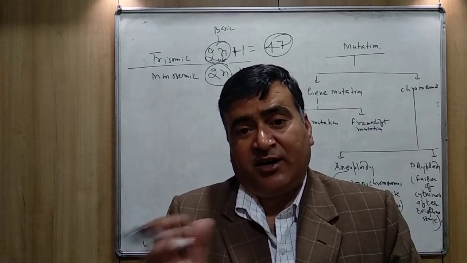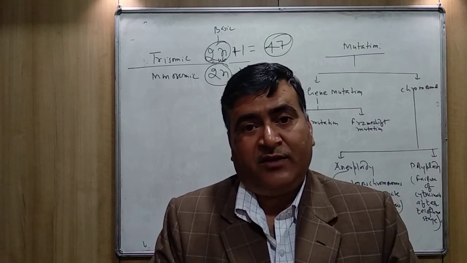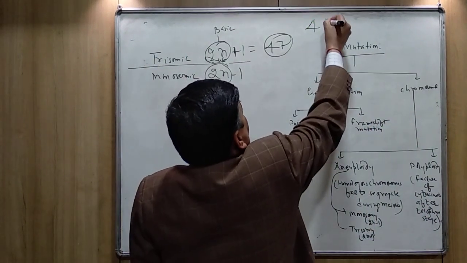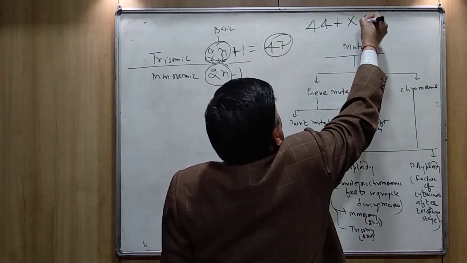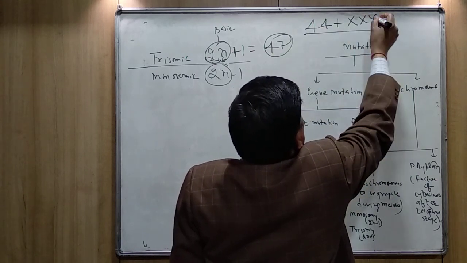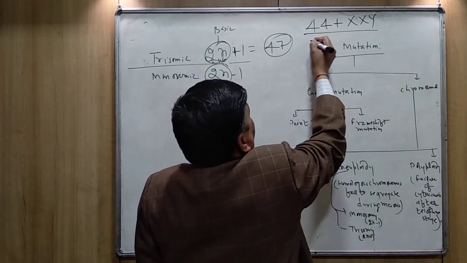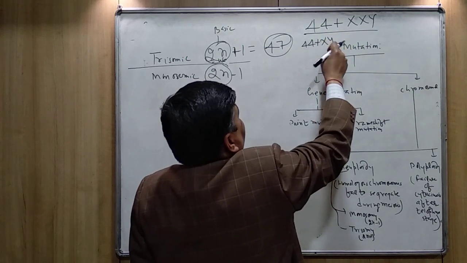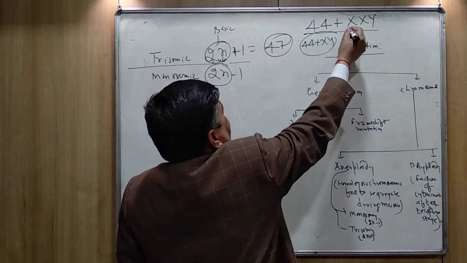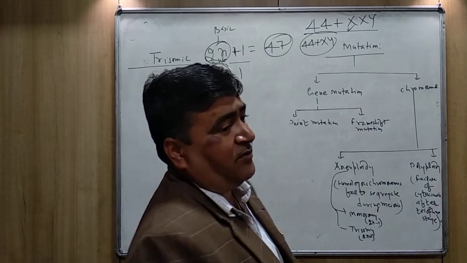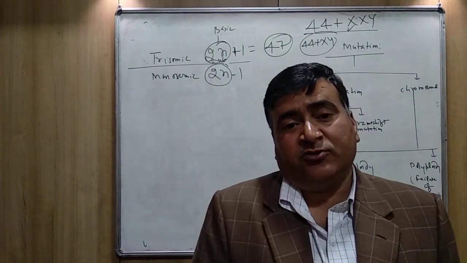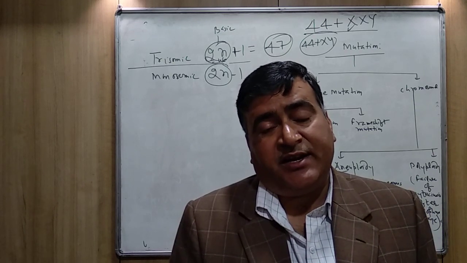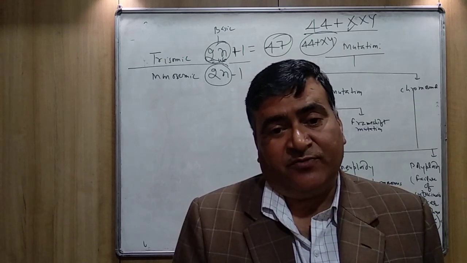There is the extra X chromosome. The Klinefelter syndrome, 44 plus XXY. Normally in male, how many chromosomes? 44 autosomes, and these two are sex chromosomes. So this is the normal condition. But due to the addition of one extra X chromosome, the disease is caused, and that is called Klinefelter syndrome.